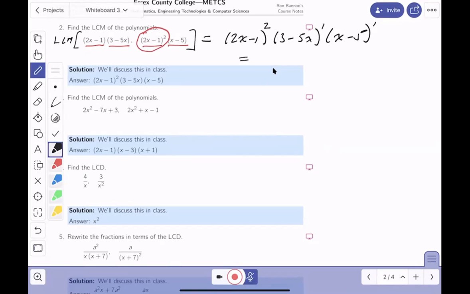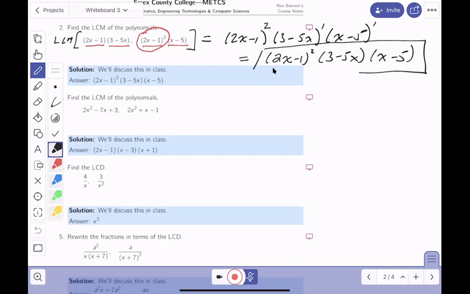So I know the LCM now. I'll write it down for you. It's going to be 2x minus 1 squared, 3 minus 5x, and x minus 5. I can put a box on that. No, you don't need to multiply it out, but I want to check it. Worked out beautifully.